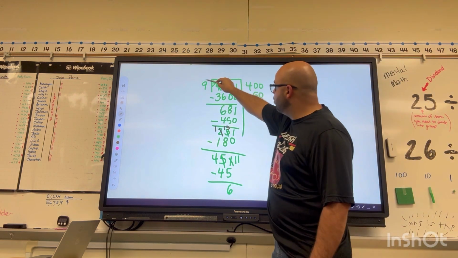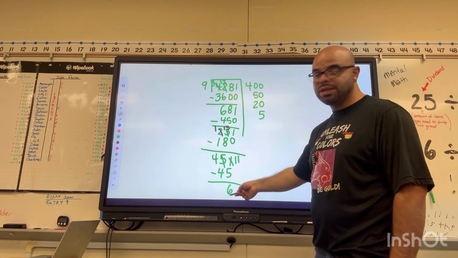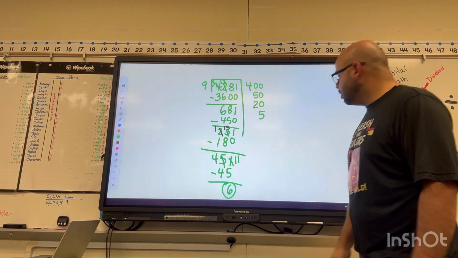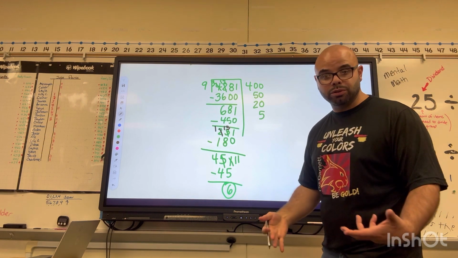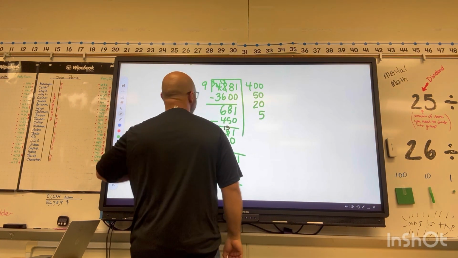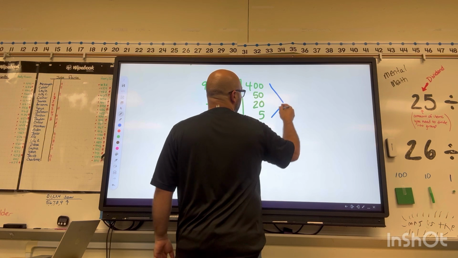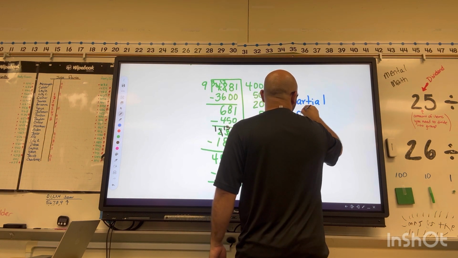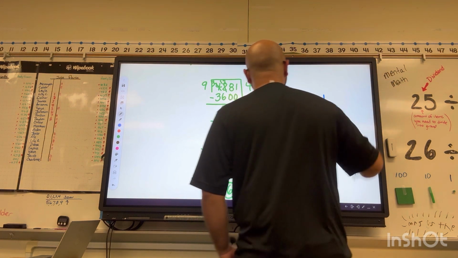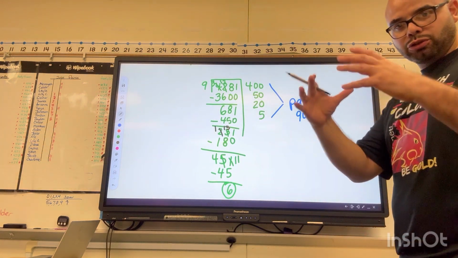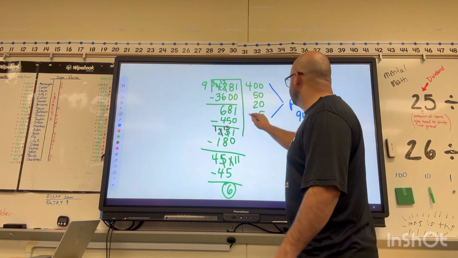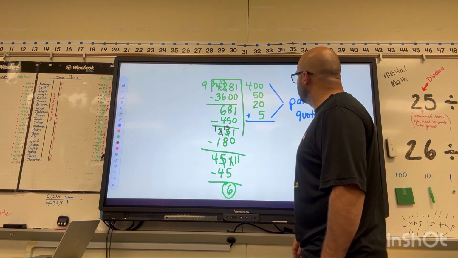Now, can I still make more groups of 9 out of the 6? No, I can't. You can't divide 9 into 6 anymore. So 6 would be called my remainder. Now, I'm not done yet. These here, guys, are called partial quotients. And if you recall what I said a couple of minutes ago, your quotient is the answer to a division problem, the actual full answer. These are part of your answer. That's what's called partial quotients.